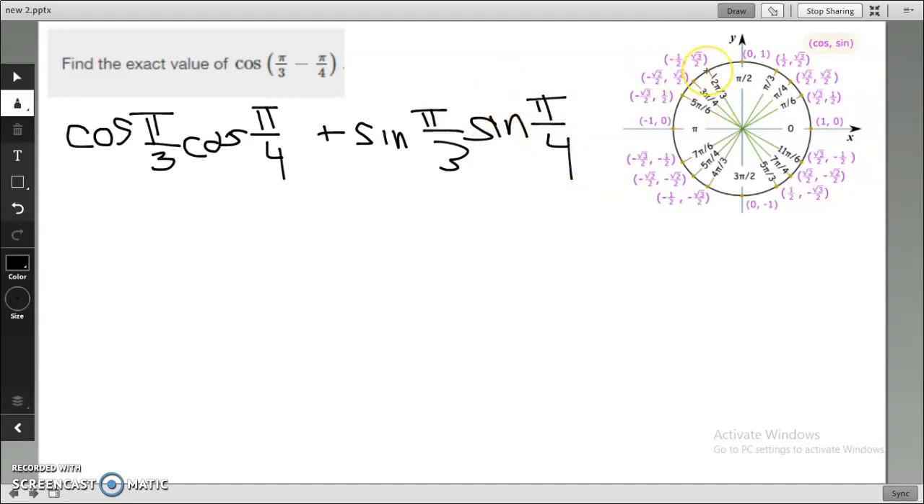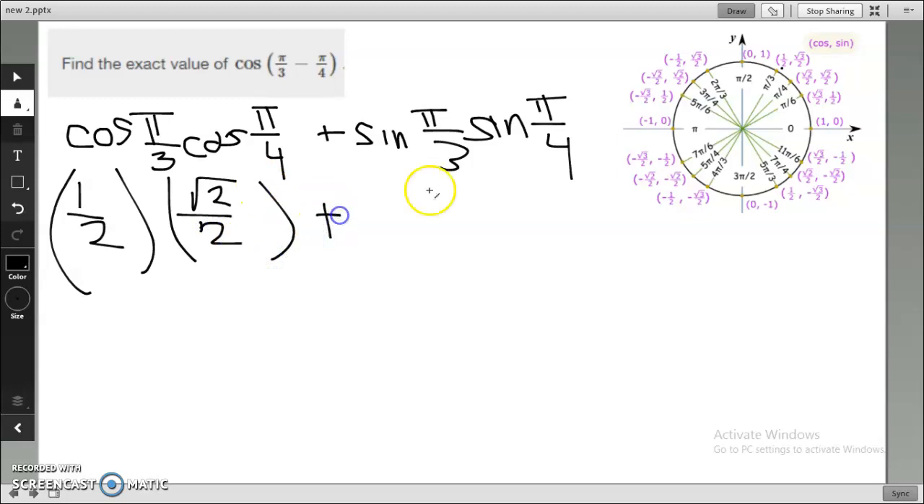So now I can use my unit circle to figure out what those actual values are. So cosine of pi over 3, if I come over here to pi over 3, the cosine is 1/2. So I have 1/2. For pi over 4, if I go here, the cosine is root 2 over 2. Plus, then we go to sine. The sine of pi over 3 is root 3 over 2. And the sine of pi over 4 is root 2 over 2.